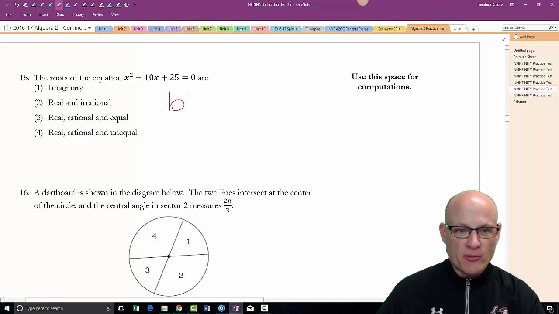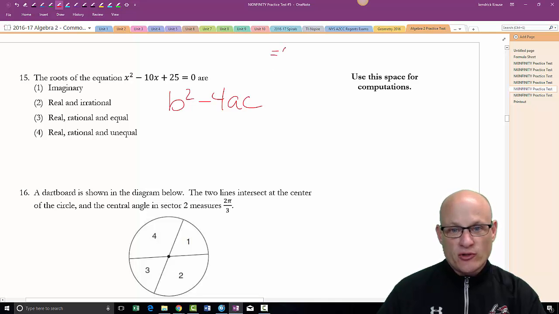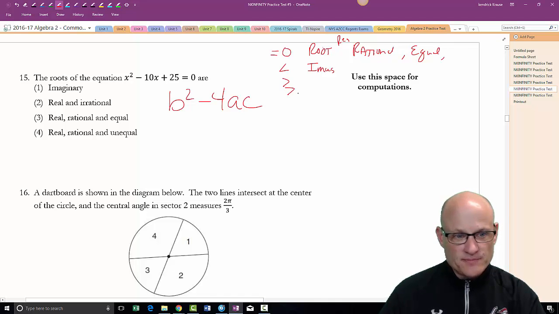The hard way is just to look at the discriminant, b squared minus 4ac. If that is equal to 0, the roots are rational, equal, and real. Real, rational, and equal. If it's less than 0, it's imaginary. Now, if it's greater than 0, we got some issues. So if it's greater than 0, it's either going to be real and irrational or real and rational, and this should also say unequal. It's either one of those if it's greater than 0.